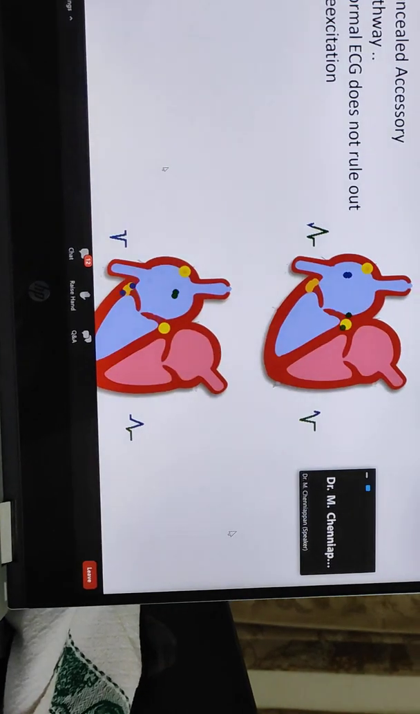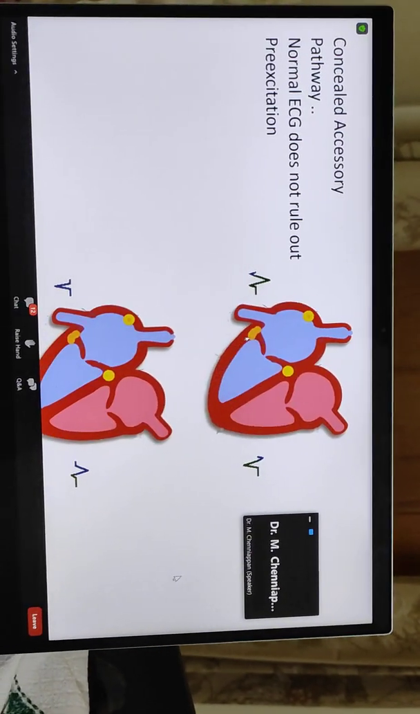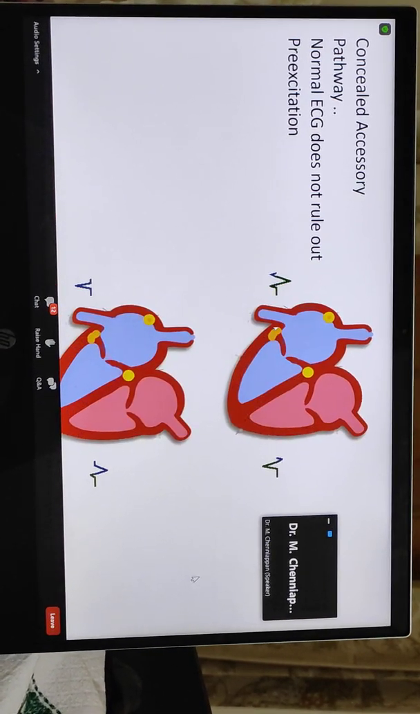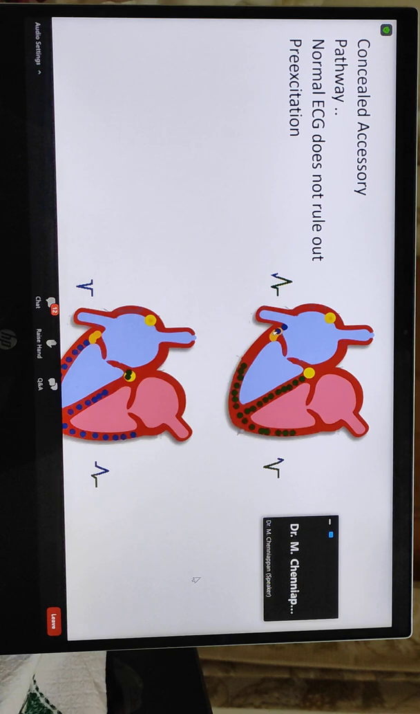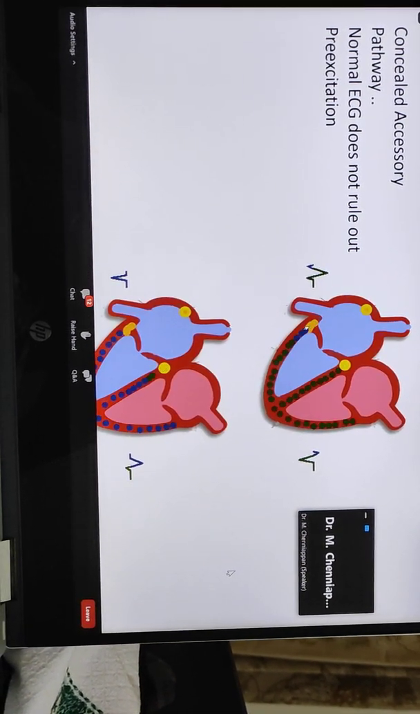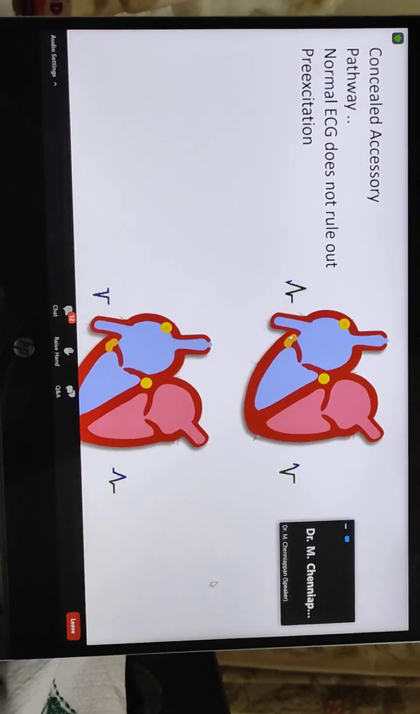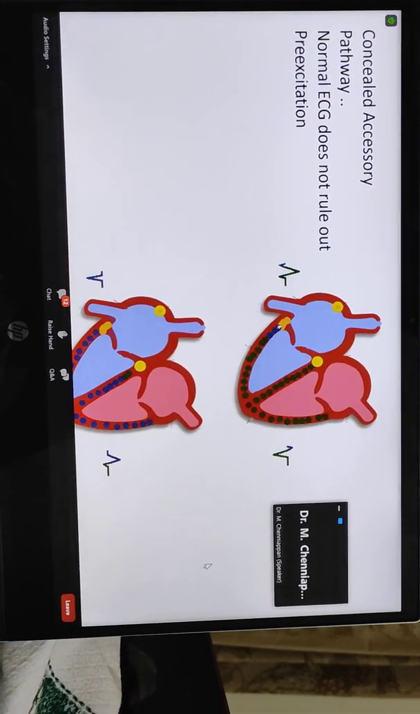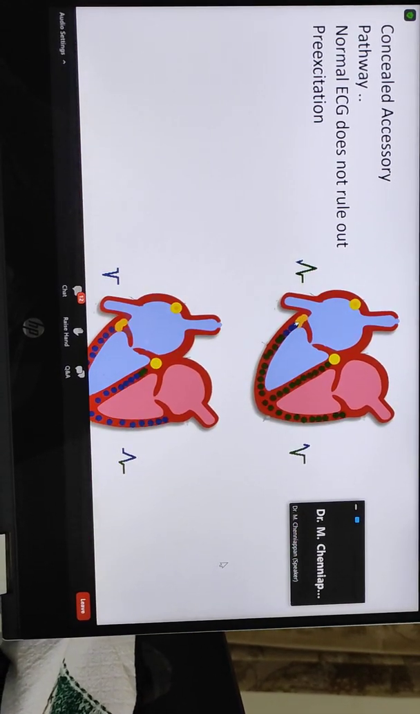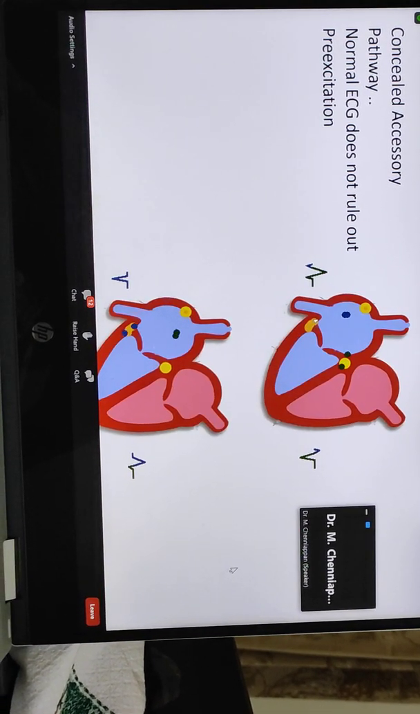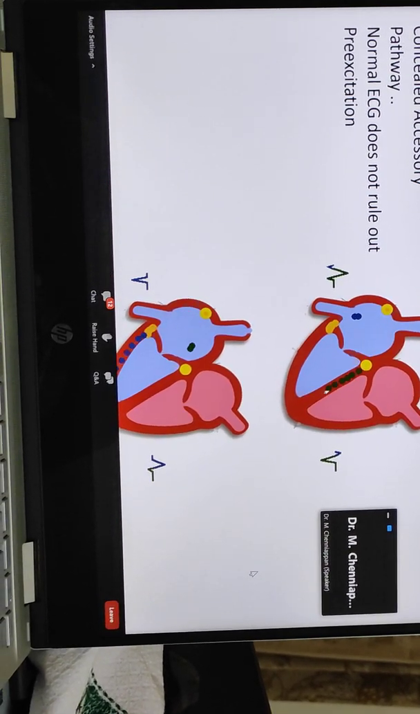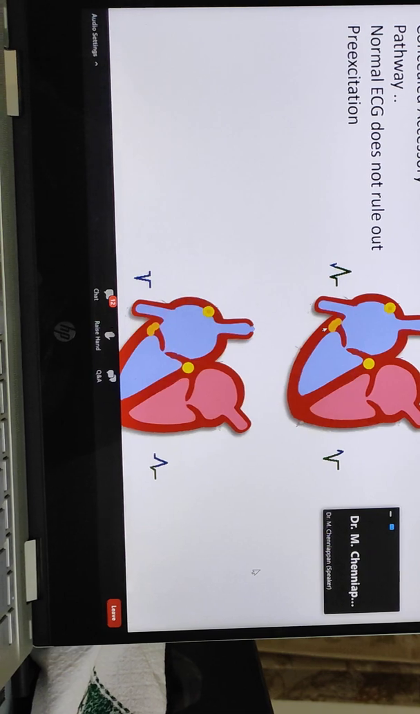Sometimes, although you have a pre-excitation pathway or accessory pathway, it may not manifest in your electrocardiogram. That is why we call them concealed pathway or intermittent WPW syndrome, because of the long refractory period of the accessory pathway. Look here: because of the long refractory period of the accessory pathway, before the accessory pathway front comes to the ventricle, the normal ventricular conduction through the normal pathway is coming here and blocking this.